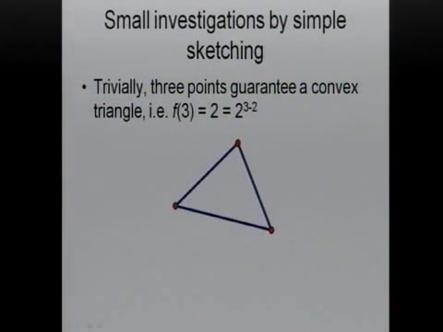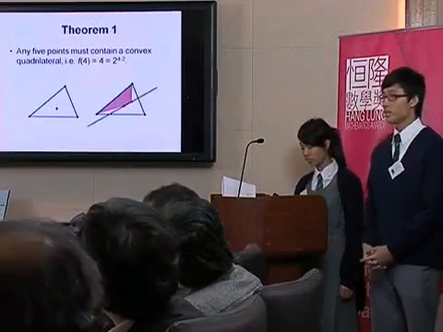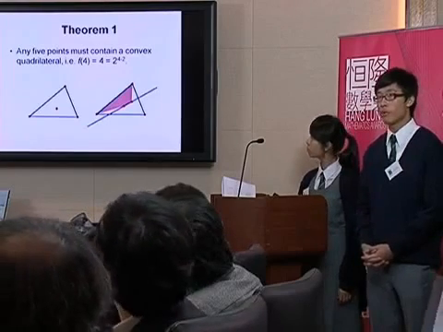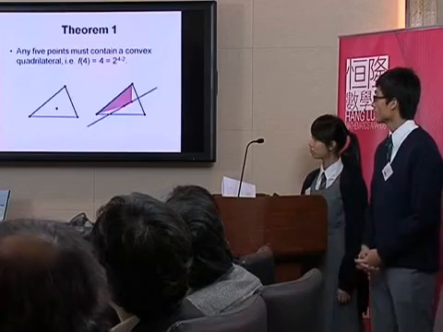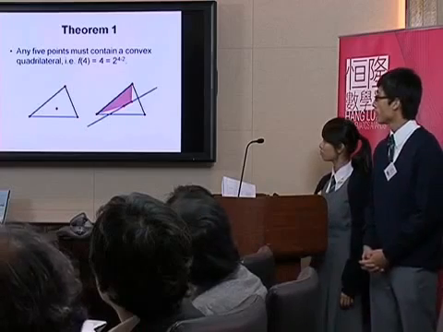Let's start with the trivial case when n is 3. Any 3 points must form a triangle, therefore f3 is equal to 2. That is trivial. Then let's consider the case n equal to 4. We start with a triangle with a point in it, and when we add one point, it becomes the figure on the right, and you can always find a convex quadrilateral. Therefore, f4 is equal to 4.